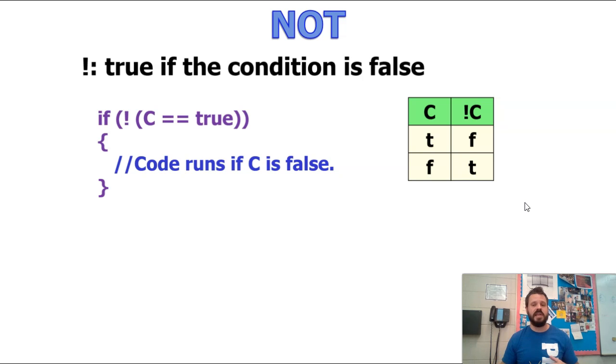And the reason we'll use this is a lot of times it's easier to think about a situation in terms of it not happening than happening. We'll show you some examples in the homework where the not makes more sense and makes things simpler than the kind of condition being true.